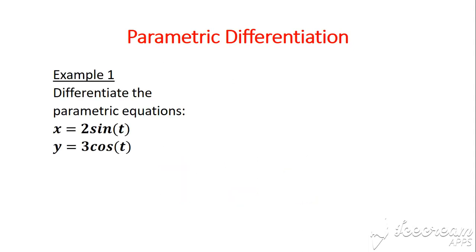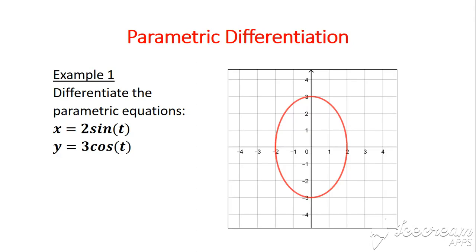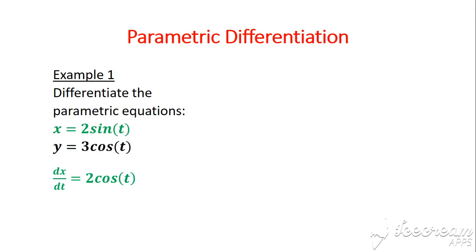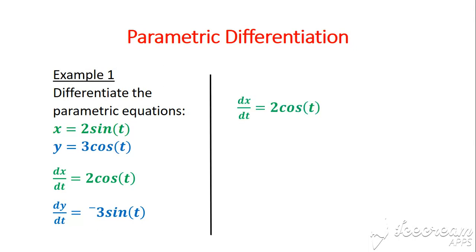Right, quick look back at an example to show you how this works again. Let's differentiate the parametric functions x equal to 2 sine t and y equal to 3 cosine t. This parametric equation forms an ellipse. All right, we're going to differentiate the x function. Sine differentiates to cosine, so we get 2 cosine t. And we're going to differentiate the y function. Cosine differentiates to negative sine, so we get negative 3 sine t.